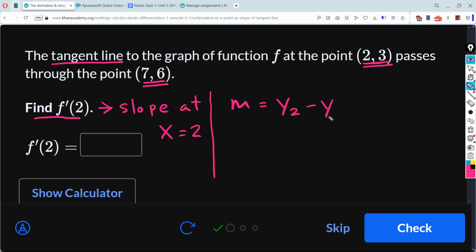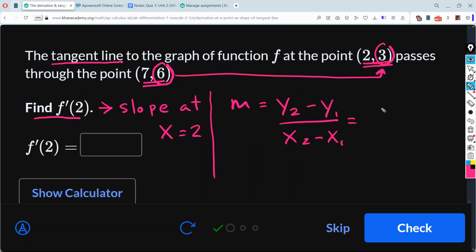y2 minus y1 over x2 minus x1. Okay, change in y over change in x. So let's do the y's first. It doesn't matter which order you subtract, but you have to do it the same way for both the y and x coordinates. All right, so first off, I will do 6 minus 3. Those are my y coordinates. So in the numerator, 6 minus 3.